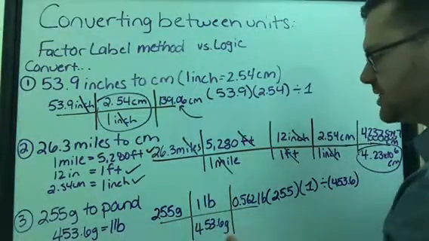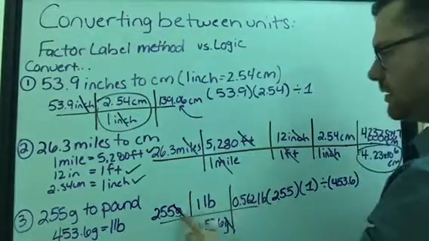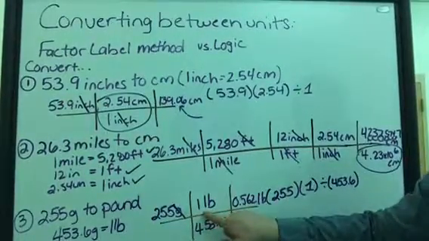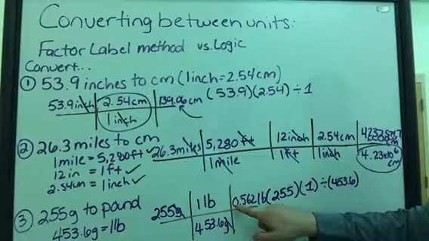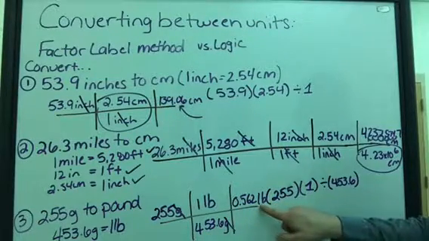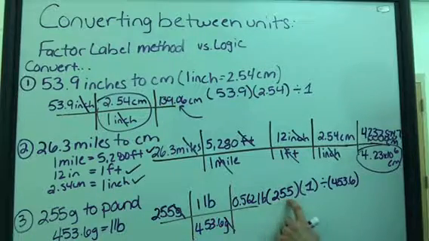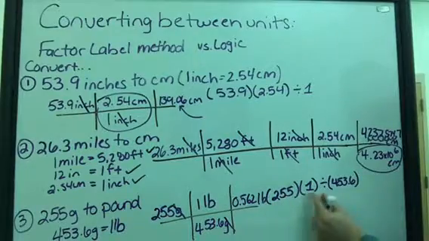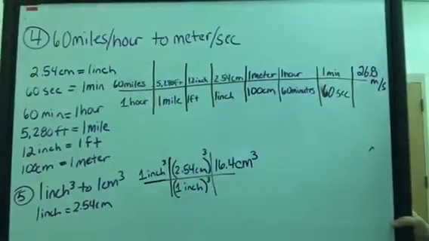Now I want grams to cancel, so I'm going to put grams in the denominator. And now all I have to do is take 255 times 1 divided by 453.6, and I get 0.562 pounds. The key thing to remember here is in your calculator, use your parentheses to make sure you keep your order of operations straight.